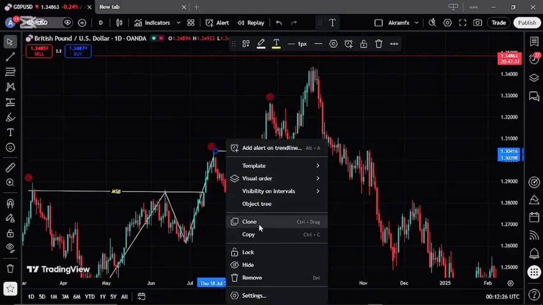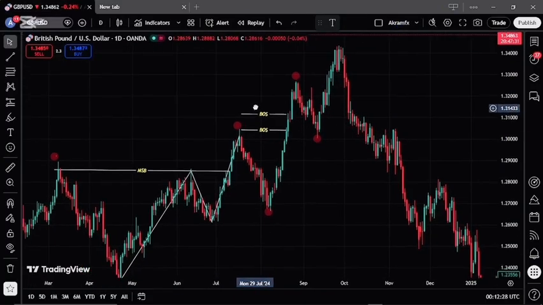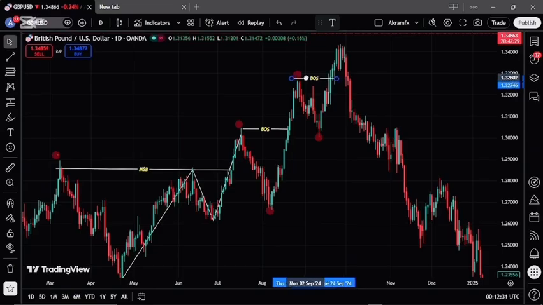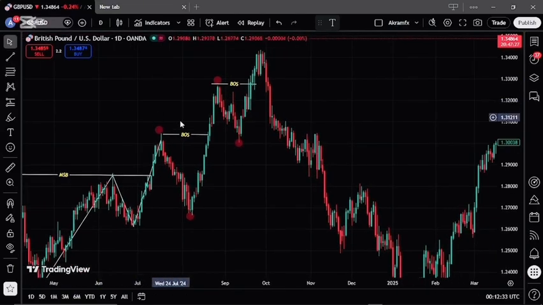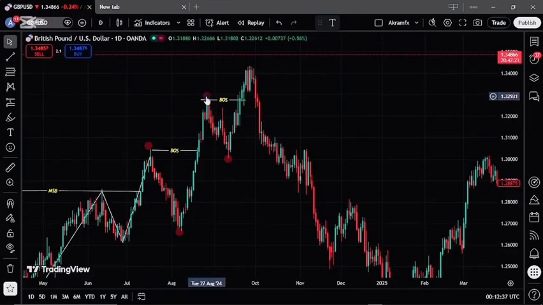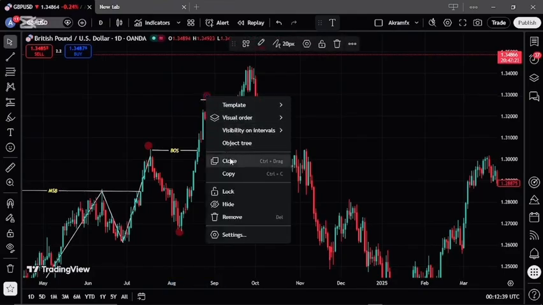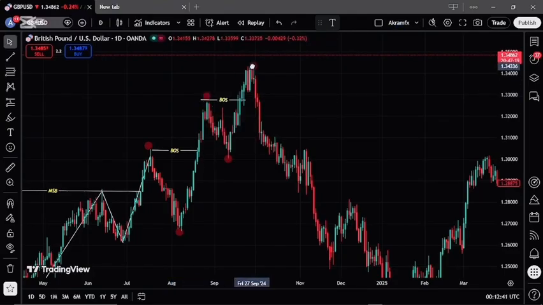So we had another break of structure here, and after having another break of structure, that means we broke a high, and when we break a high, we expect another higher high. Then after having a higher high, we wait for prices to make a lower low. Now this is where the market changed.